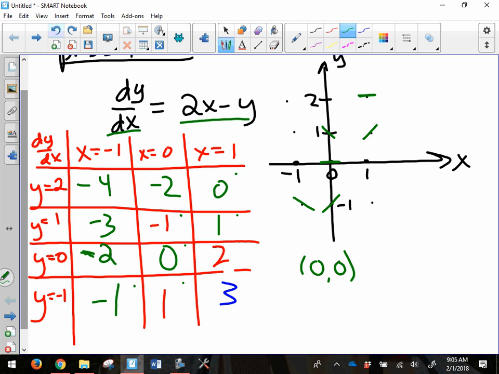And then you just have to kind of be relative about it. So for instance, 1 comma 0 is going to have a slope of 2. Well, that needs to be steeper than your slope of 1. And 1 comma negative 1 has a slope of 3, and that's got to be even steeper.